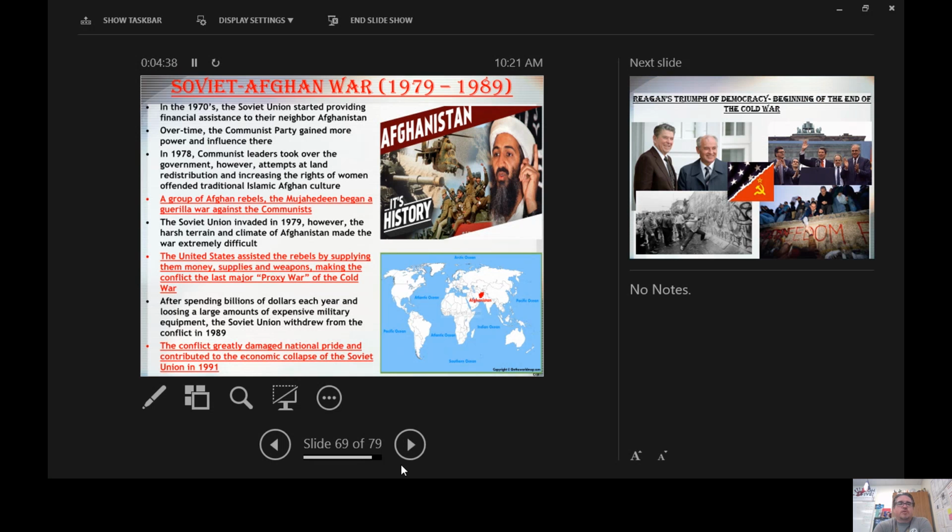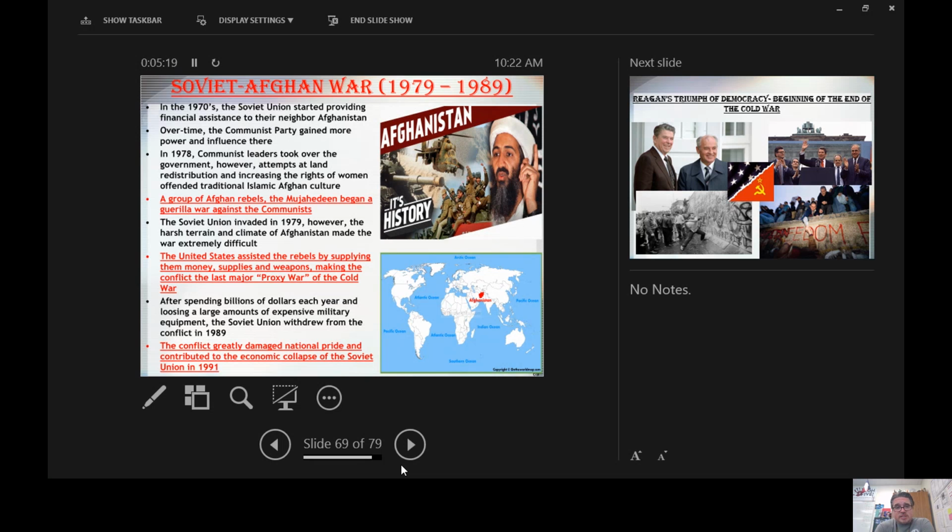In the 1970s, the Soviet Union started providing financial assistance to their neighbor, Afghanistan. Over time, the Communist Party gained more power and influence there. In 1978, communist leaders took over the government. However, attempts at land redistribution and increasing the rights of women offended traditional Islamic culture. A group of Afghan rebels, the Mujahideen, began a guerrilla war against the communists. That resulted in the Soviet Union invading Afghanistan in 1979. However, the harsh terrain, the harsh climate made the war extremely difficult.